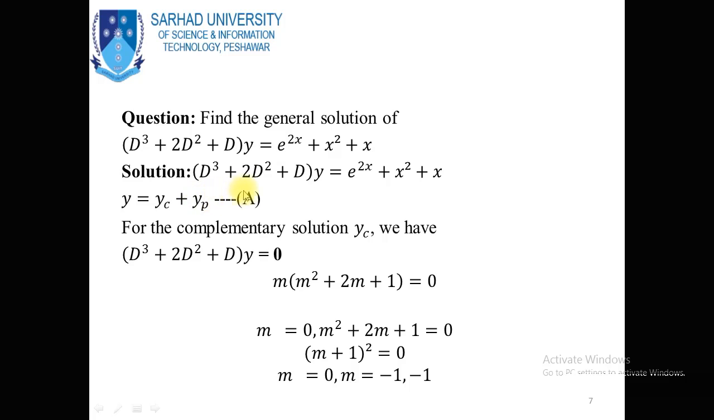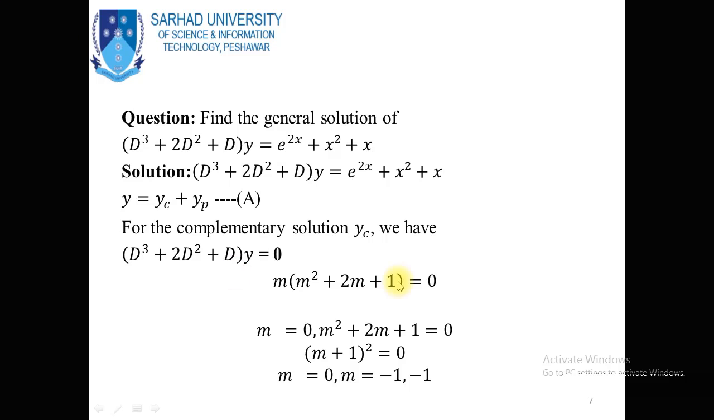So first of all, find the complementary solution for this third order non-homogeneous linear differential equation. For the complementary solution, take the homogeneous part, d cube plus 2d square plus d into y is equal to 0. Now this homogeneous equation has two solutions. Y is equal to 0 will be the trivial solution, and we need the non-trivial solution. For the non-trivial solution, we take the auxiliary equation m cube plus 2m square plus m is equal to 0. So taking m common, we obtain m into m square plus 2m plus 1 equal to 0. This is the auxiliary equation for this homogeneous part.